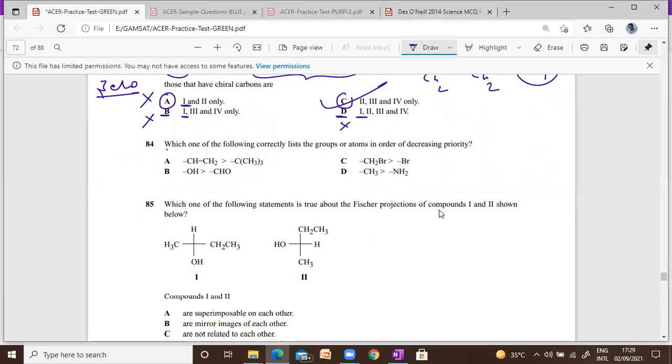Which of the following correctly lists the groups or atoms in order of decreasing priority? Meaning the CIP rule, the atomic number rule. The higher the atomic number, the higher the priority. Tell me.